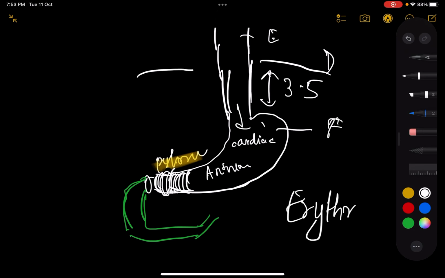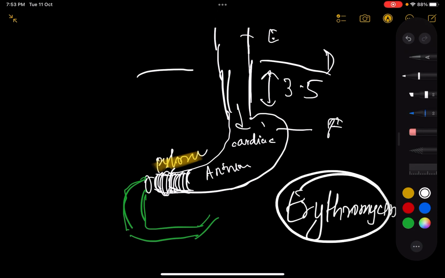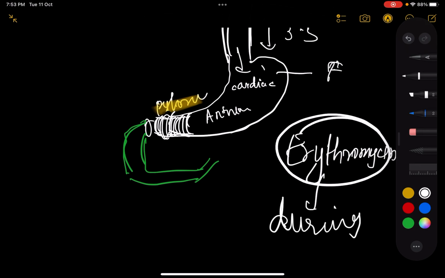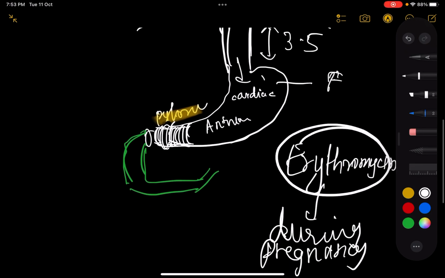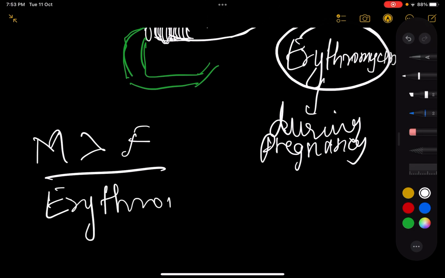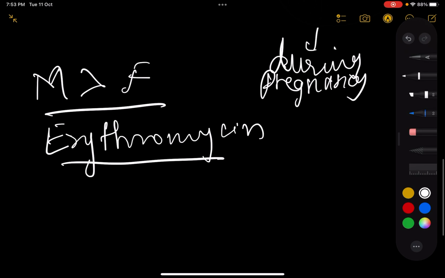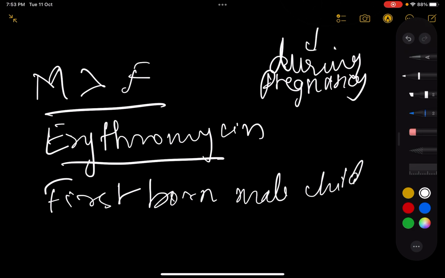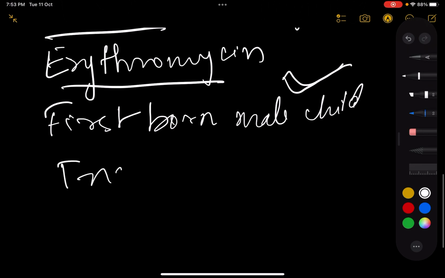So, if the mother takes erythromycin during pregnancy, that's a very high yield point. So it can lead to hypertrophic pyloric stenosis. Also, a very important point is when you're talking about pyloric stenosis, it's usually in males greater than females. It's due to erythromycin, as I already mentioned, and it's associated with the firstborn male child. So if you're the firstborn male child, probably there's a higher risk of you getting this. Also associated with trisomy 18.